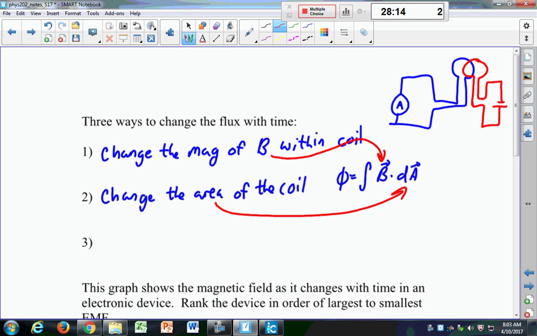No, that would change the magnetic field. So if we change the current, yeah, that would be number one. Think about this expression right here, this B dot dA. What else is involved in that expression? Theta, right. So the other thing, and this is the most common way that we do it, is to change the angle.